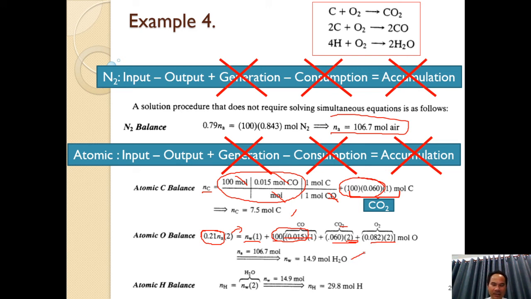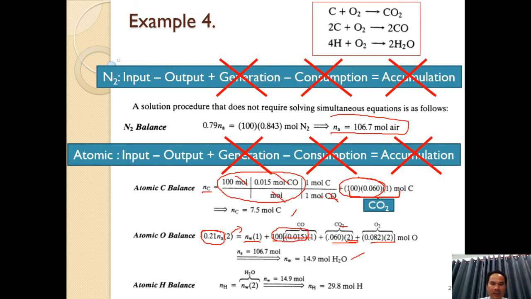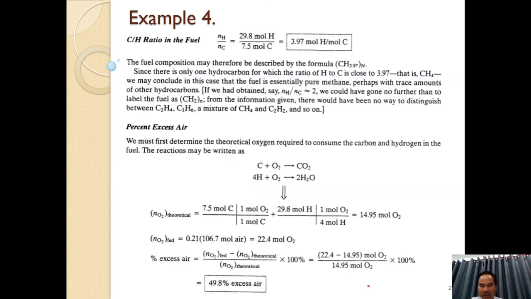And then you balance on hydrogen. Hydrogen input is NS, output is in water. Only 2 terms. Hydrogen input NS. Hydrogen output is based on water. 2 means 2 mole atomic hydrogen from 1 mole water. Then you can solve for NS because you know NW already from this. Now you know NC, you know NS. And then you calculate the ratio of NS to NC.